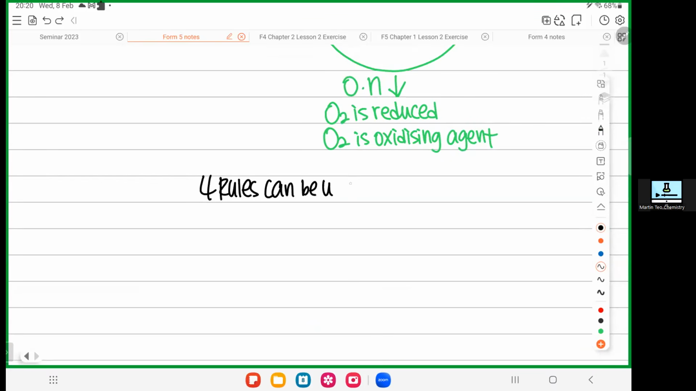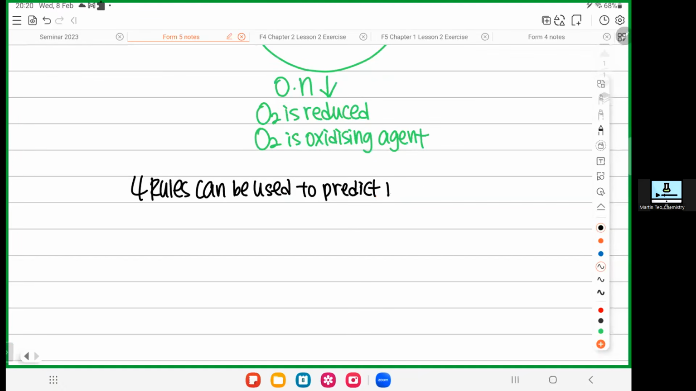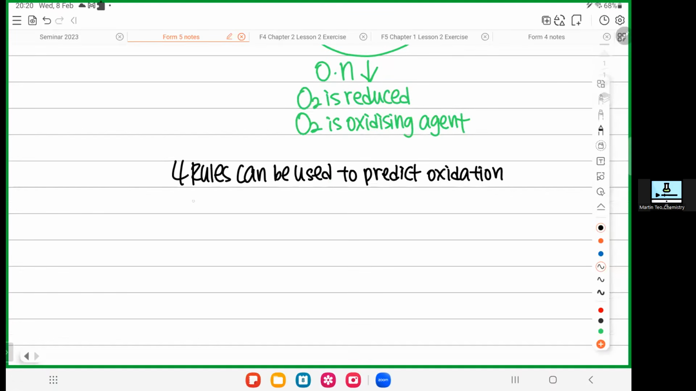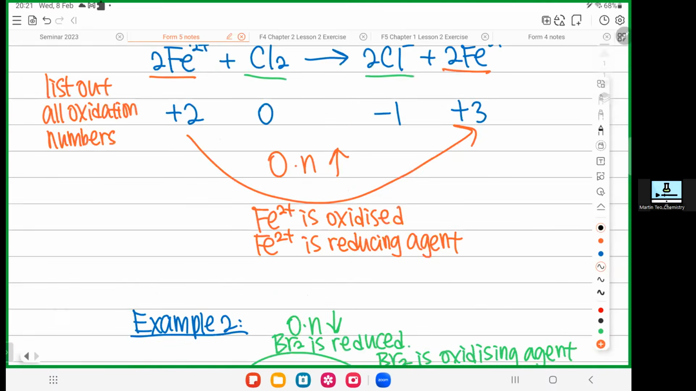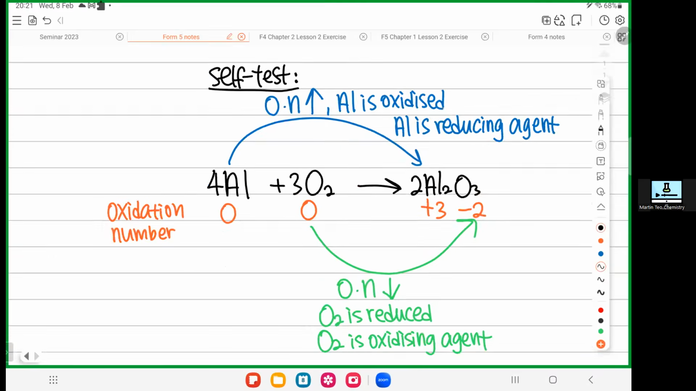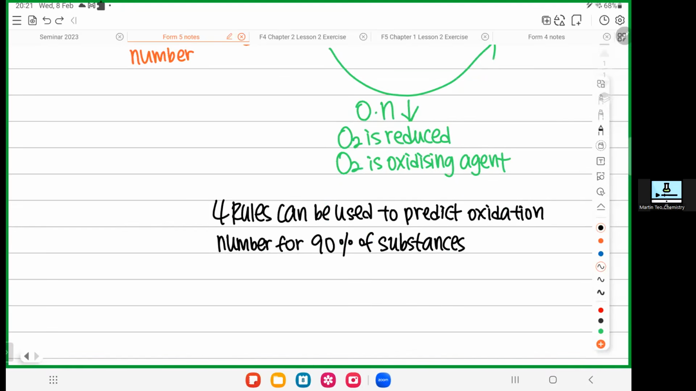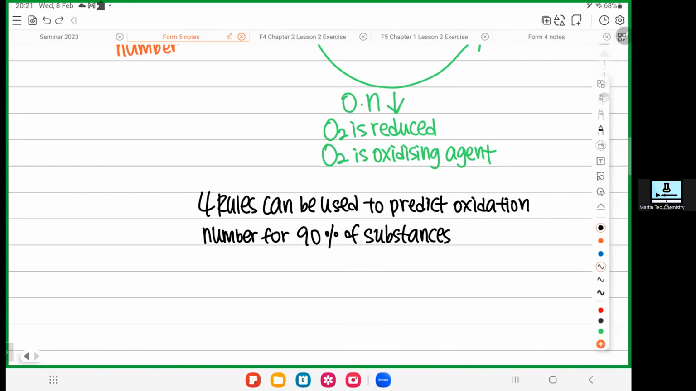The 4 rules that we learned can be used to determine or predict the oxidation number for probably about 90% of substances. I would say for most of the chemical substances, we can use the 4 rules to find out the oxidation number. But where is the other 10%?